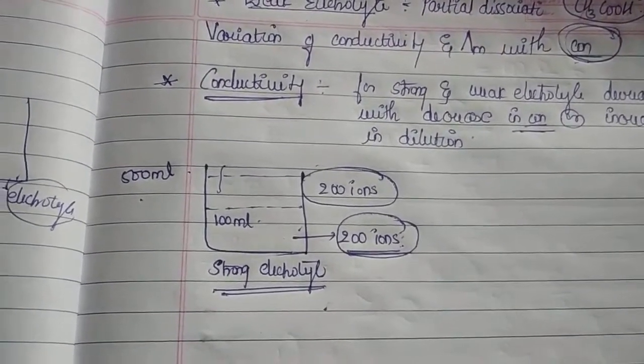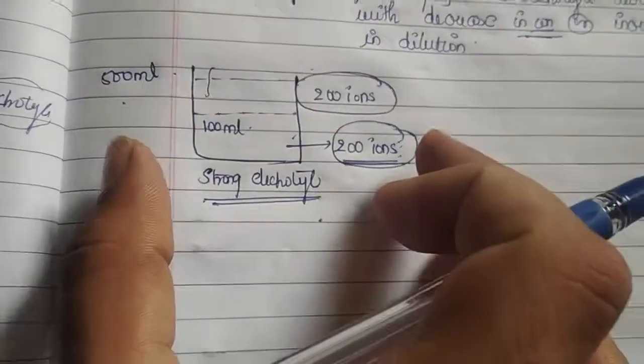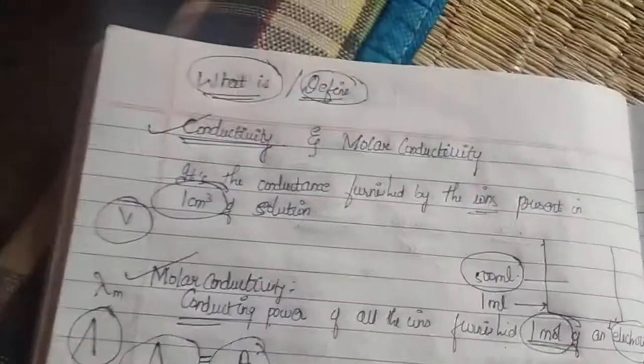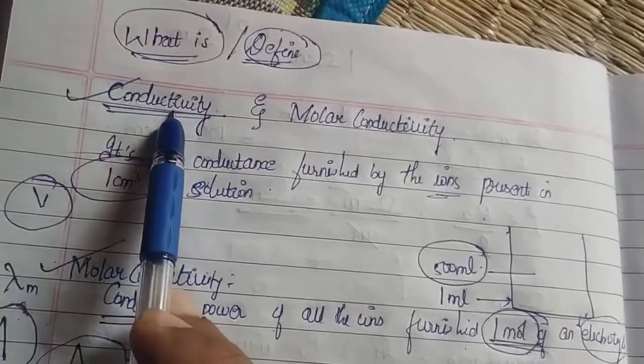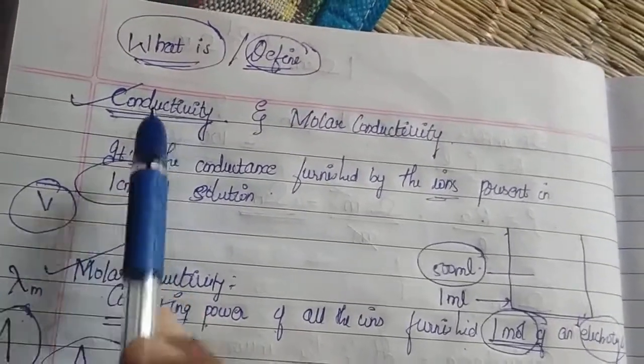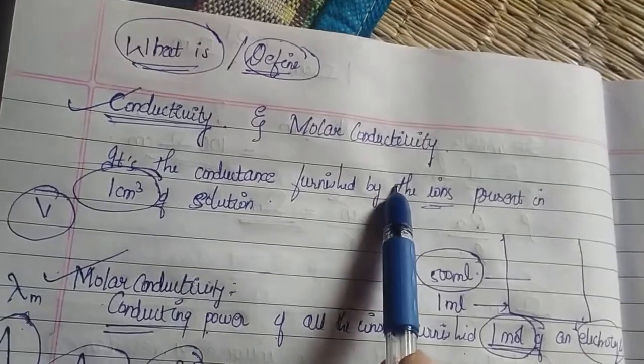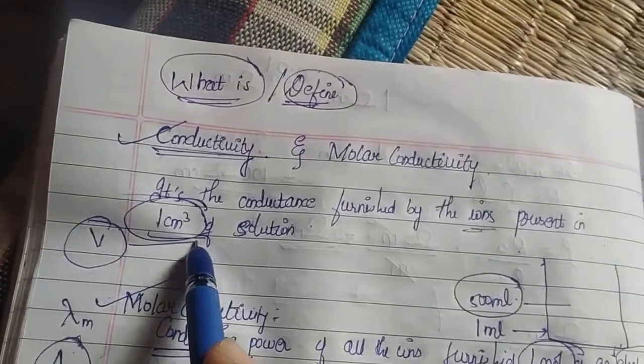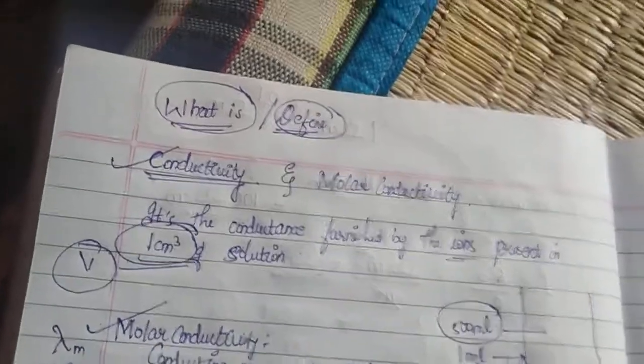Is that clear? Okay. Now let me deal with its conductivity part. Coming back to my first concept, what did I say? What do you mean by conductivity? It is the conductance furnished by all the ions present in how much centimeter cube or ml? 1 ml of solution.